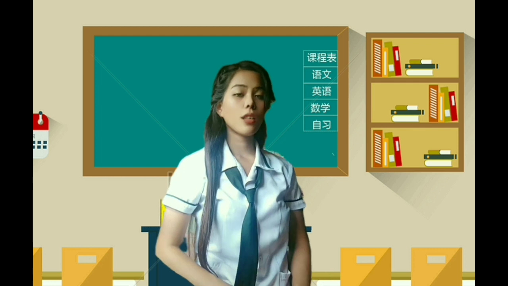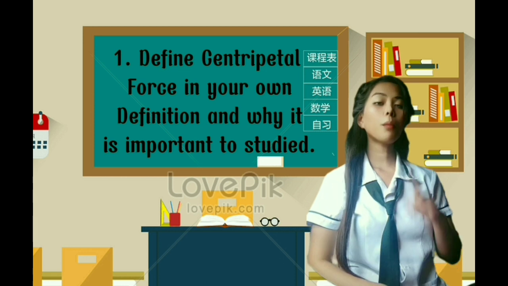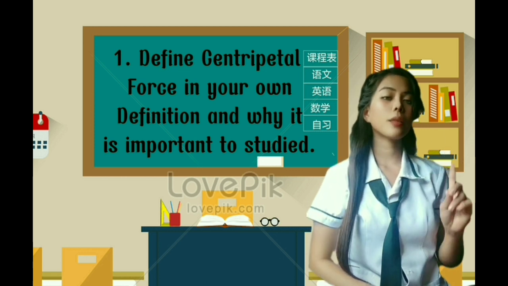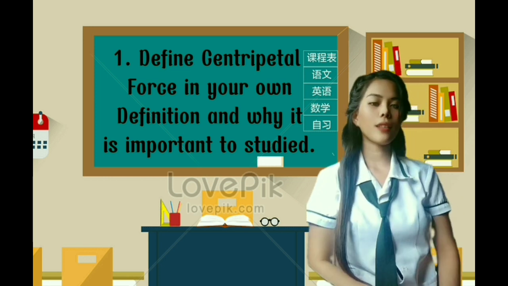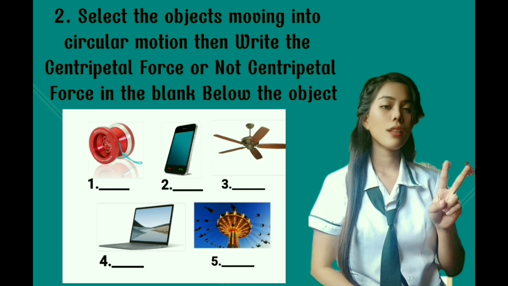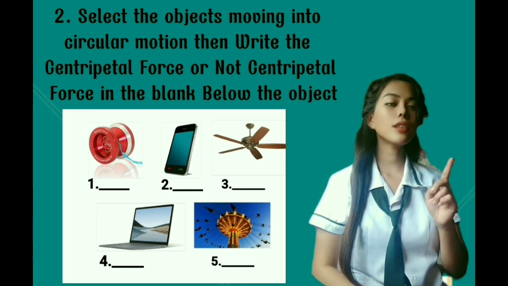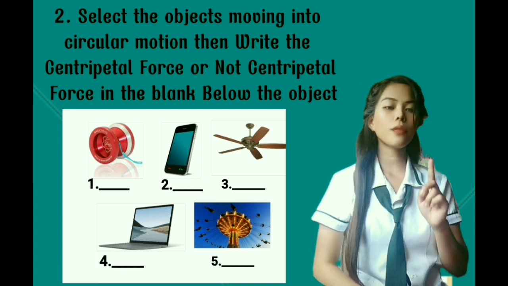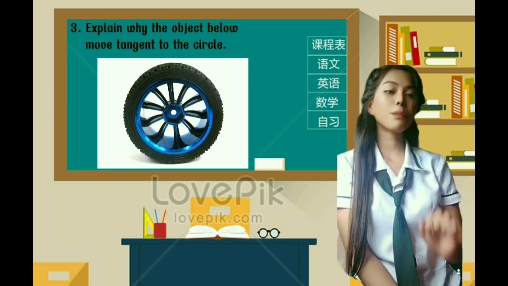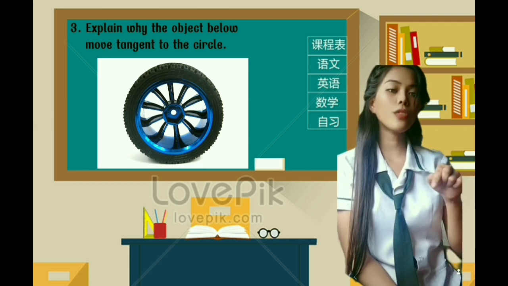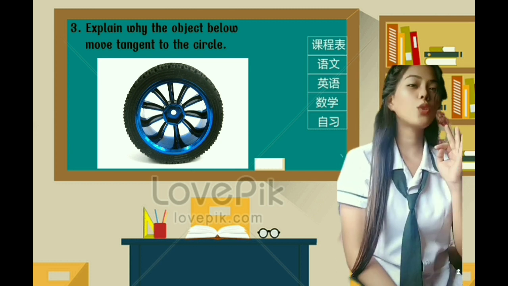Okay, students, for our last activity, answer the following. Number 1, define the centripetal force in your own words and why it is important to study. Number 2, select the objects moving in circular motion, then write centripetal force or not centripetal force in the blank below the object. And number 3, explain why the object below moved tangent to the circle. Got it? Then submit it to my email.